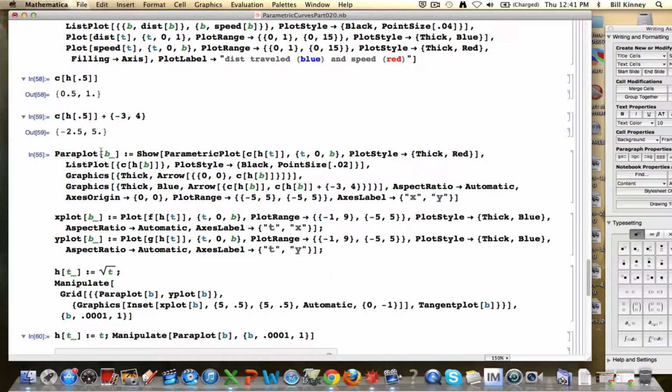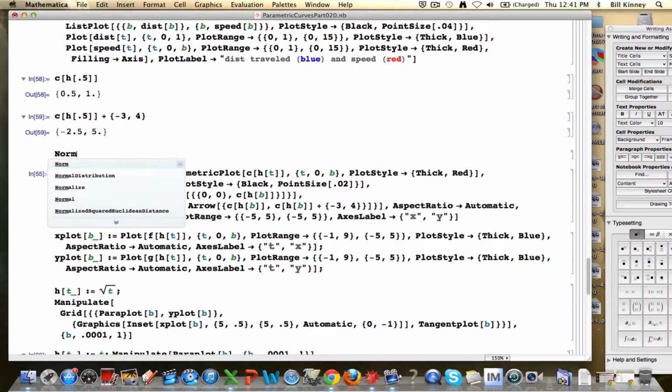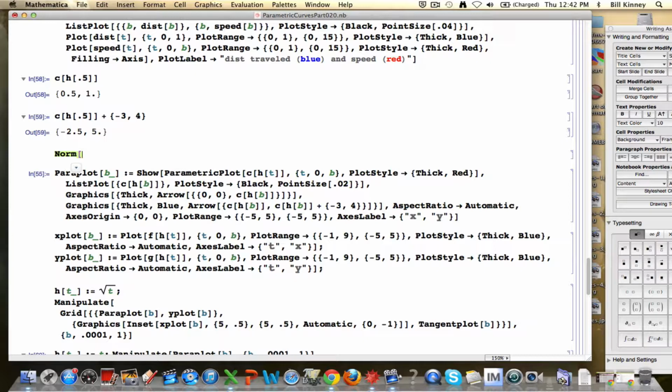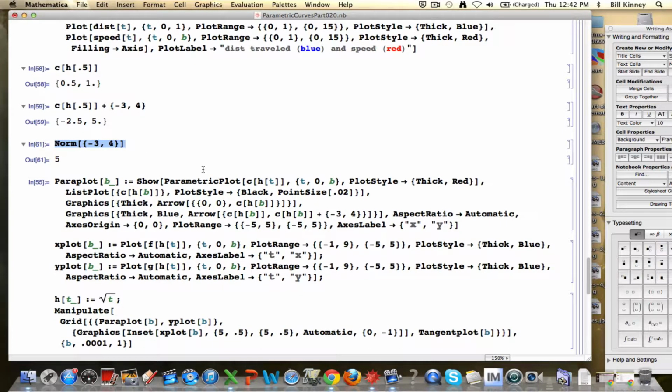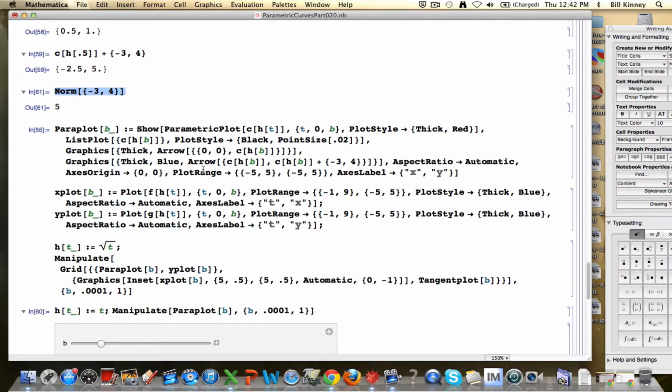I also want to talk about scaling vectors. To do that, it's going to be helpful to be able to measure the length of the vector. The word norm in math does mean length, essentially, in this context at least. For example, I can find the length, the norm, of this vector -3, 4. You should know the answer, it's 5. So norm in Mathematica will calculate that. I'm going to use this norm now to do a rescaling.